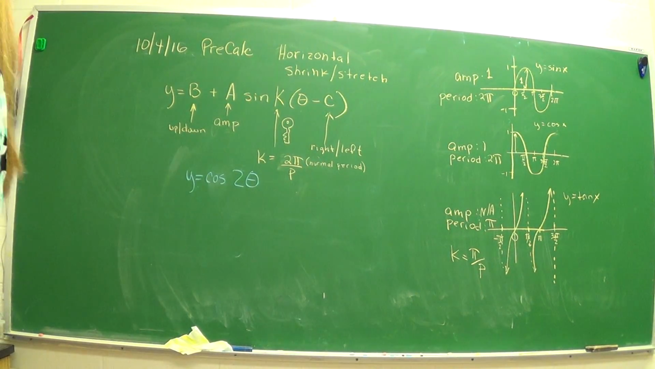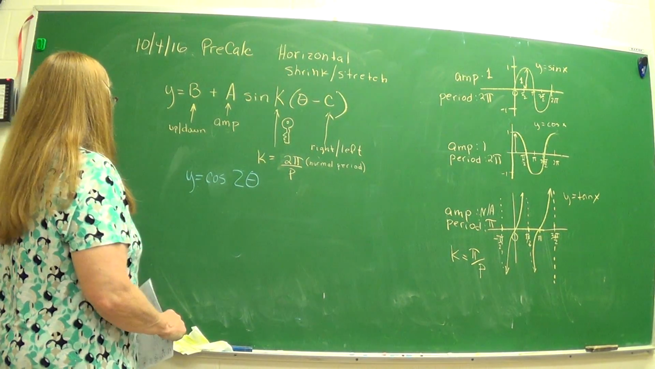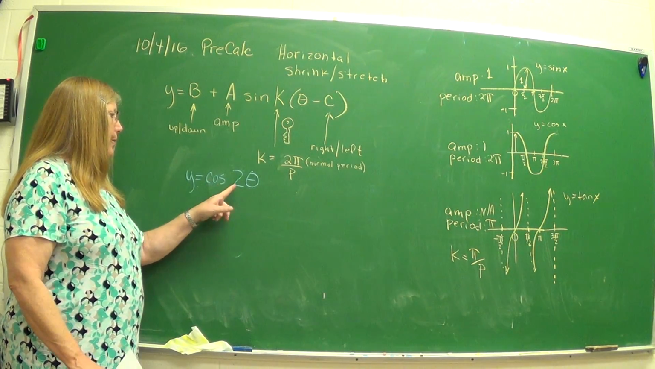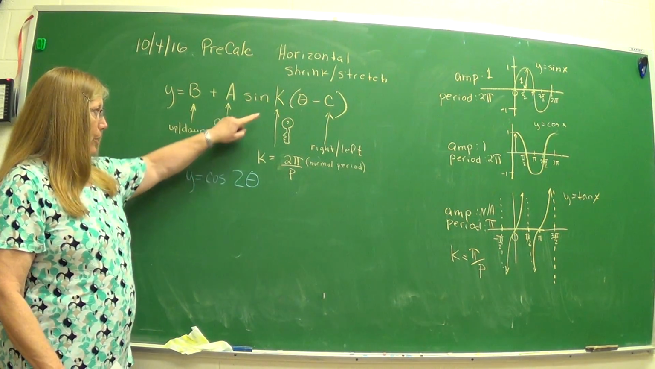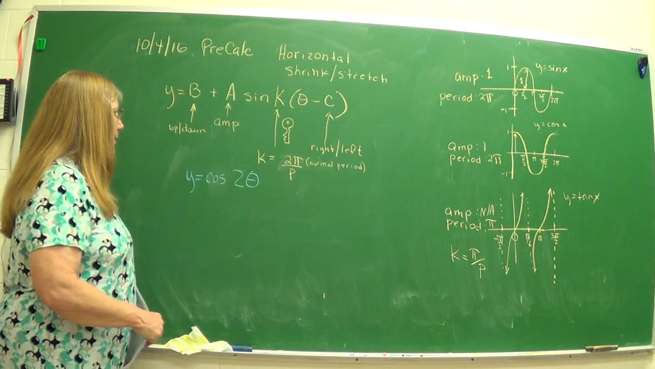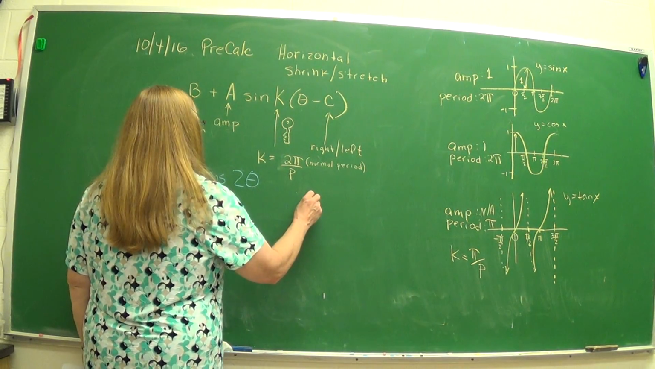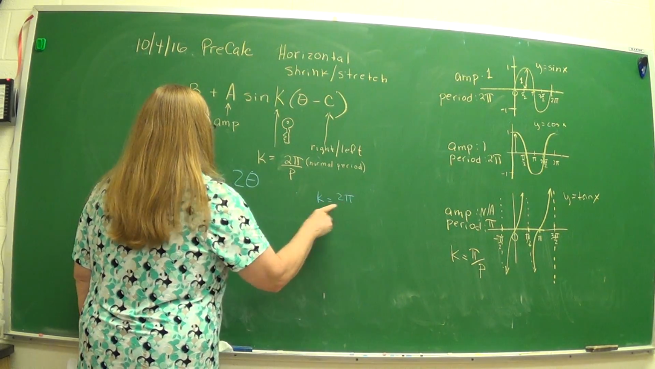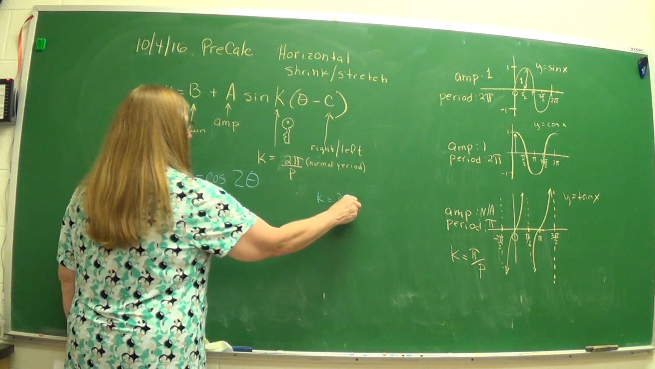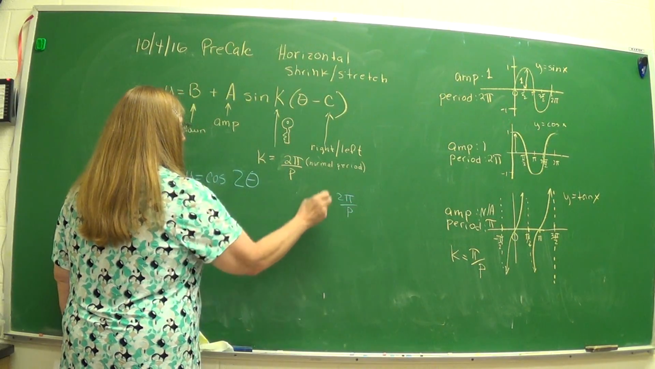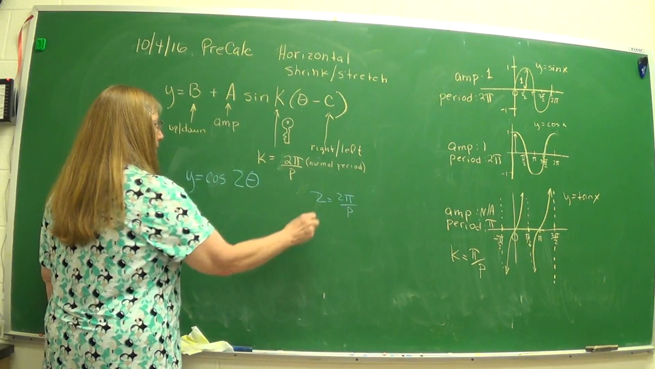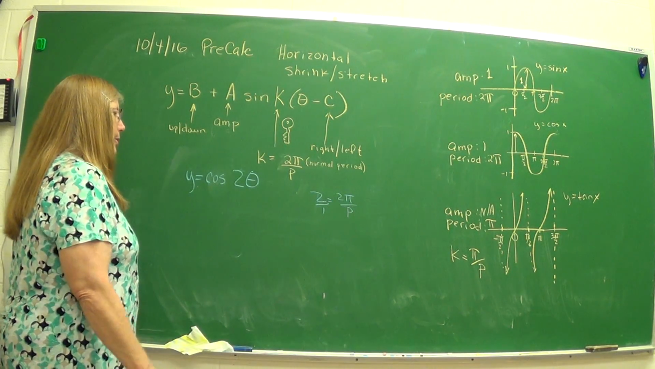Okay, here we go. Our second and last example is y equals cosine of 2 theta. Notice that 2 is in the k position. So we're going to pull out our key, and we know the key says that k is the regular period for cosine, 2 pi, divided by the new period. And our k is grabbed from that number. We know that 2 is a 2 over 1.